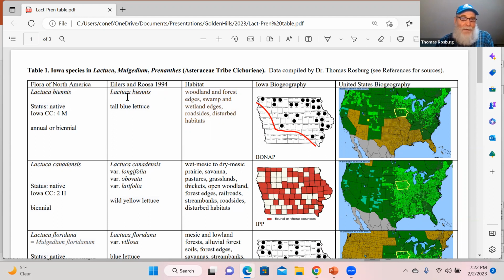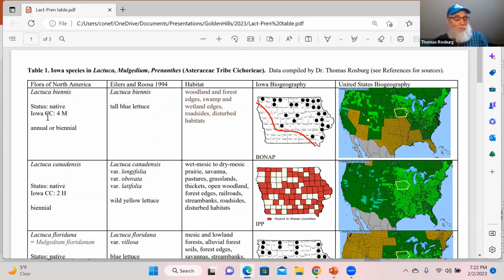And so if you look at Eilers and Rusa, this is what that looks like. It's a book that looks like this, and I don't think it's in print anymore, but you can probably find it various places used. This plant, Lactuca biennis, will be listed in there as a species. It's called tall blue lettuce, and it's a native species to Iowa. Flora of North America agrees that's the same name, so nothing's happened to that taxon. That species uses the same name for it. This tells you again that it's native.